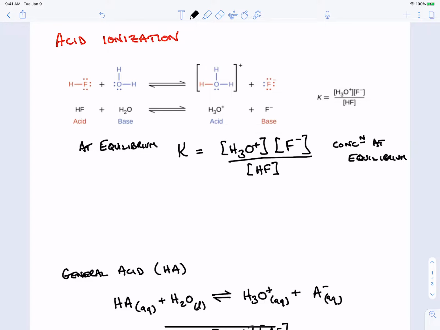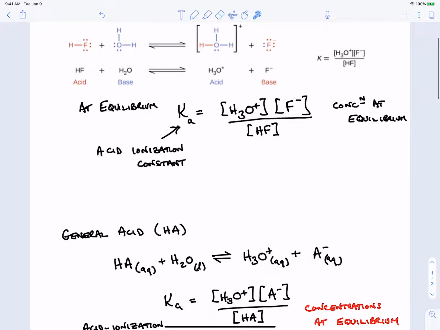And this value of K, we give it its own little term now because it's specific to an acid, and so this is what's known as the acid ionization constant. And it's exactly the same as the equilibrium constants that we've talked about before, but because this is specific to an acid at equilibrium, it's called the acid ionization constant.